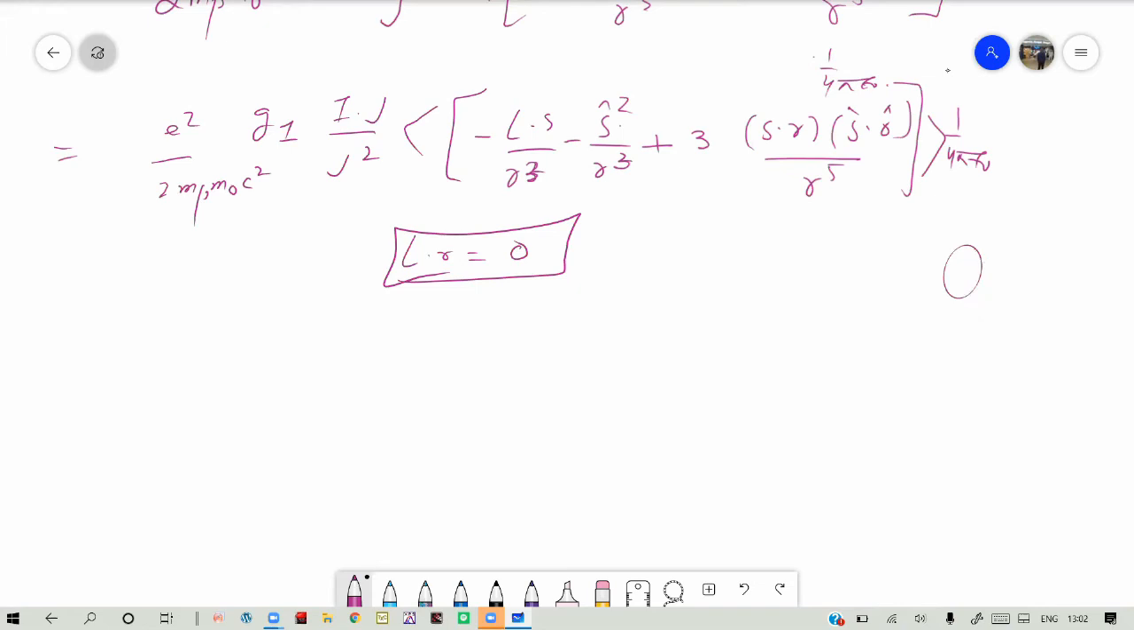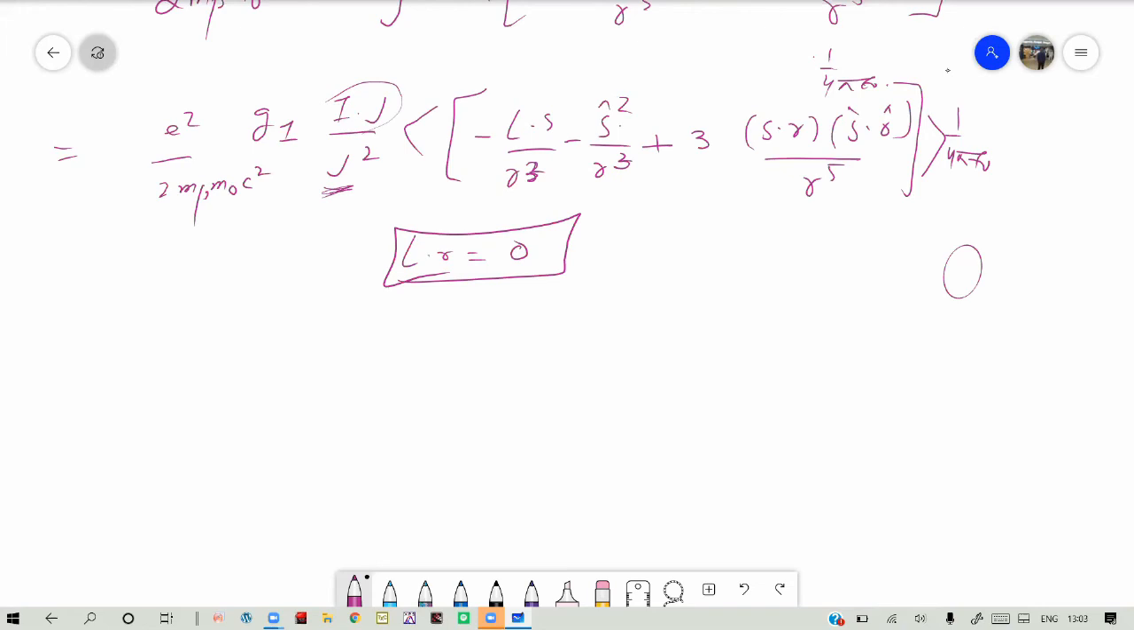Also, this I dot J by J square is very small. The interaction between I and J is very small. So when it is very small as compared to this J, this term remains almost constant. It remains conserved with respect to time. That is why it is taken as a constant and outside the average value.